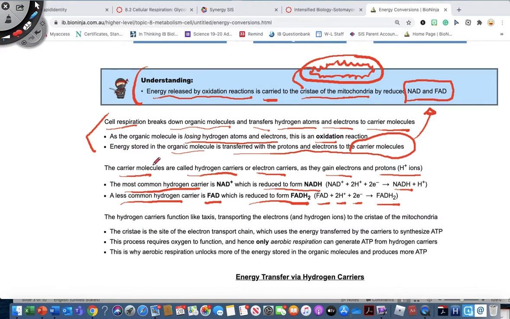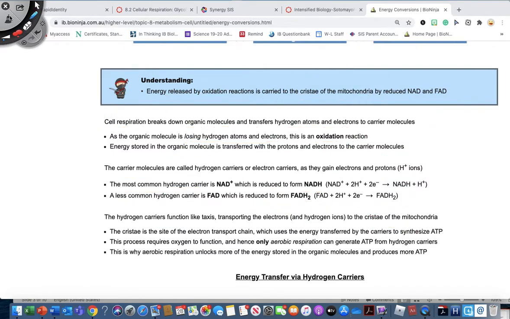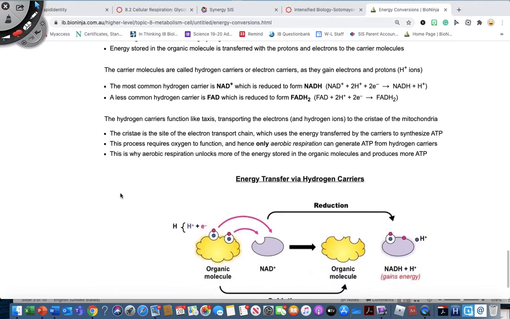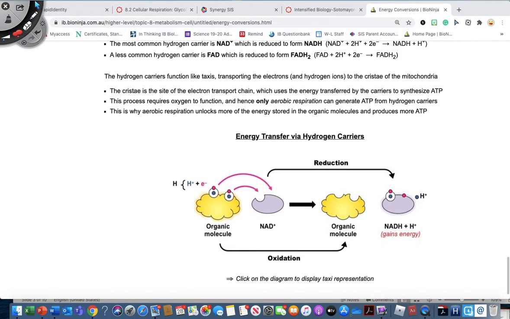So think of these carrier molecules, these hydrogen carriers or electron carriers, as taxis. They're transporting electrons, and they can also transport hydrogen ions in the cristae of the mitochondria. Okay? All right. So moving forward. Let's look at the energy transfer here via the hydrogen carriers. So here we see OIL RIG again. Here we see reduction and oxidation reaction.